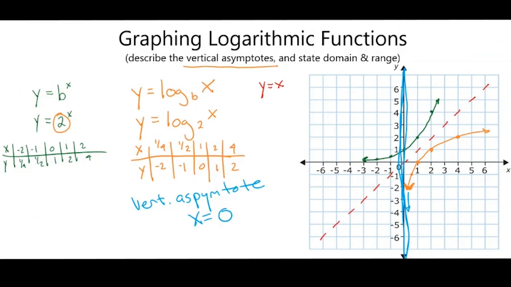Now we also need to find the domain and range. Well, the domain is whatever x can equal. Well, it looks like on this one, x needs to be greater than 0. So x is greater than 0. And the range, how high or how low can this orange curve go? It looks like it can go on forever. So that means that the range is all real numbers.